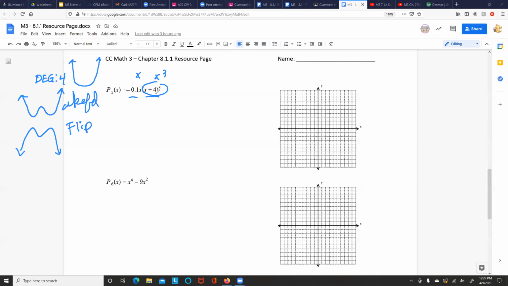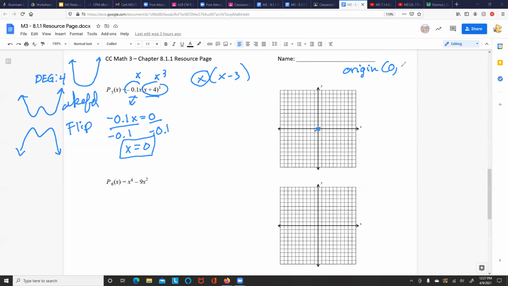So to get your zeros, we have a few zeros here. This is your first factor. So you're going to set your first factor, negative 0.1x, equal to 0, right? You set it equal to 0, use zero product property, and you solve. So I divide by negative 0.1, divide by negative 0.1, and x equals 0. Anytime you have an x out in front of parentheses, your intercept is always going to equal 0. So it's going to go through the origin, right? The origin is the middle, that's 0, 0. Okay, it's going to go through there.